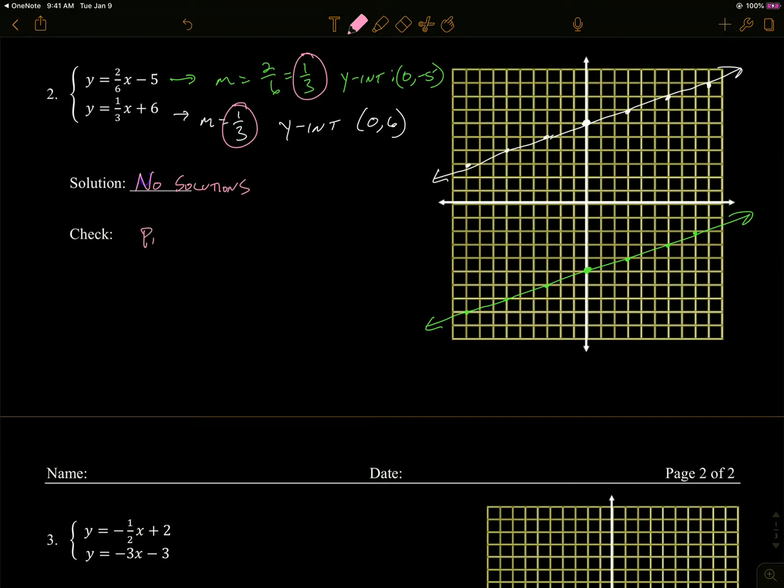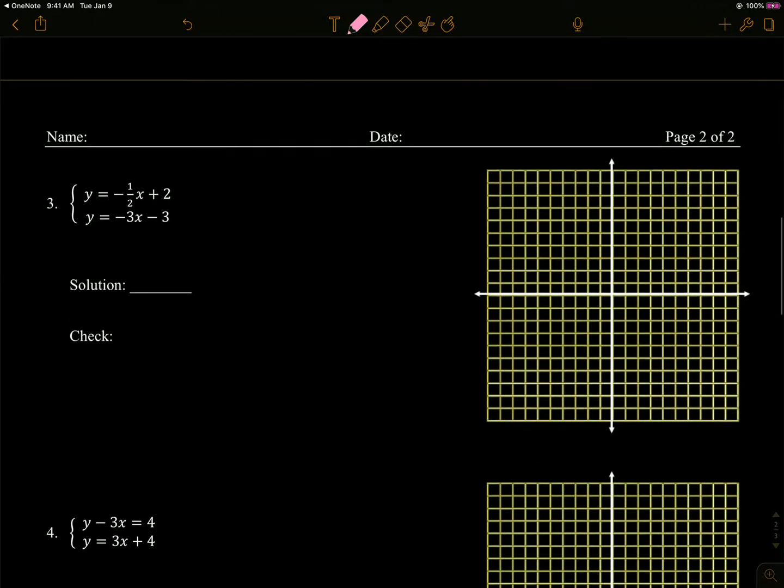So parallel lines have no solutions. Okay, let's take a look at the next one.